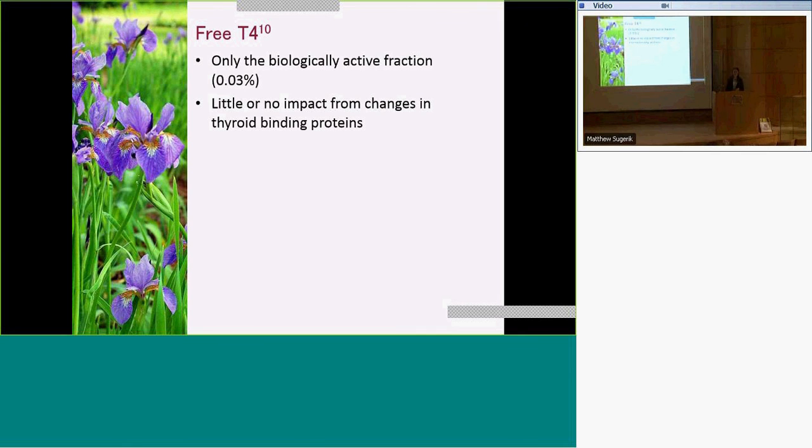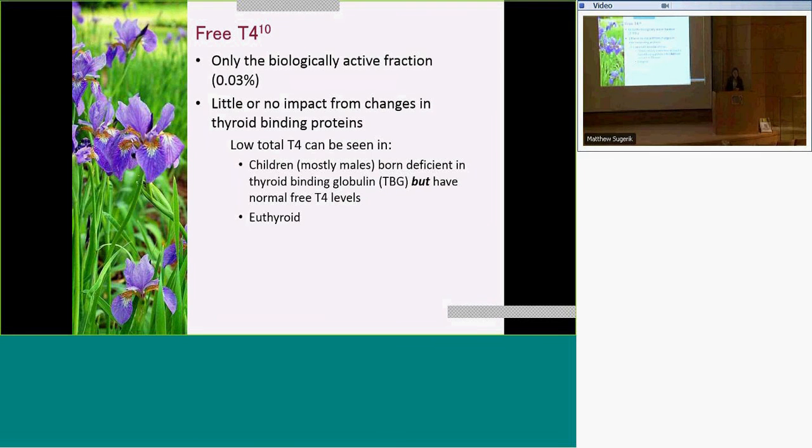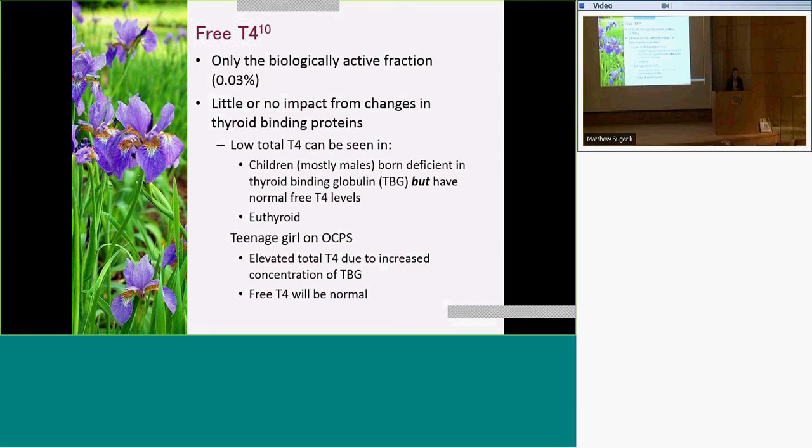So the free T4 you send because it's the biologically active fraction, and there's lots of things that change thyroid binding protein and will mess up a regular T4. This is unlikely to change. So you can see it being low in children who are born deficient of thyroid binding globulin, but again have normal free T4, or those who are euthyroid. And then teenage girls on oral contraceptives.